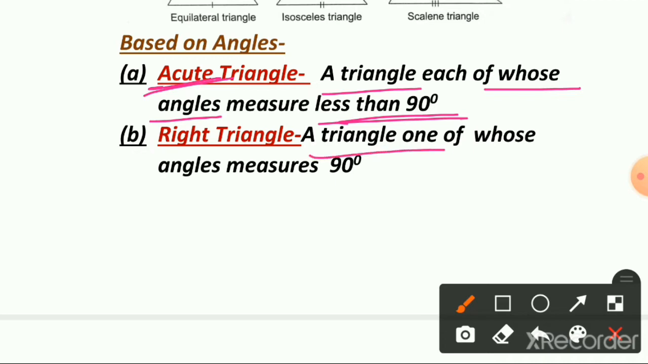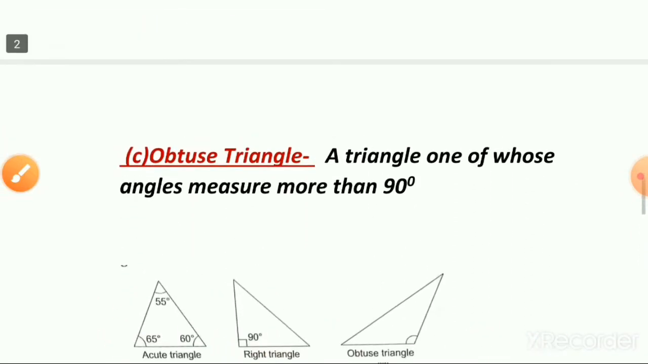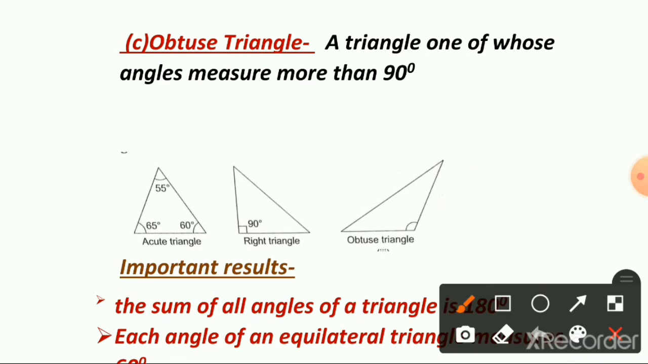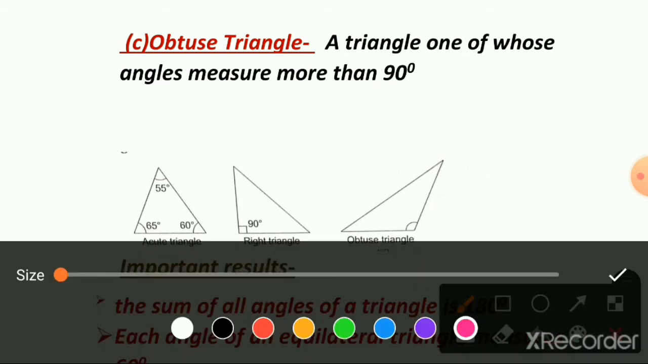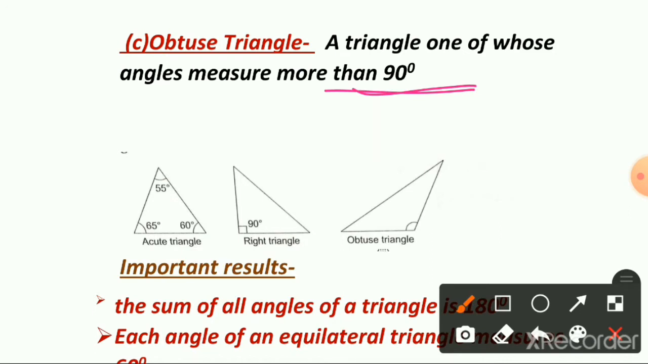Right triangle: a triangle in which one angle measurement is 90 degrees. That's why it is called a right angle triangle. An obtuse triangle is a triangle in which one of the angles measures more than 90 degrees. At least one angle should be more than 90.